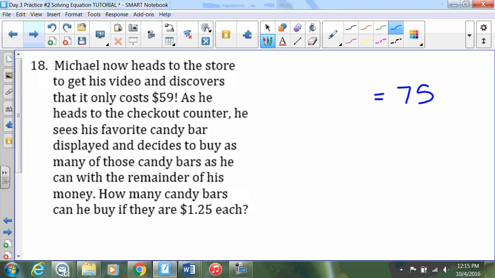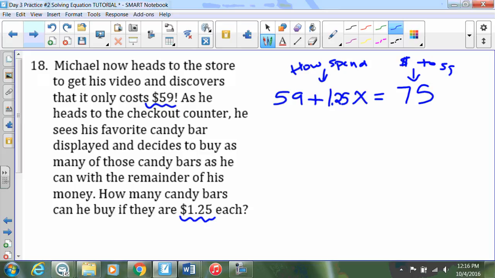We're going to put it on the left side. Well, we know he's going to buy his video game, so he's going to spend $59 for the video game, right? And he's going to see how many candy bars he can buy, and we know they're $1.25 each. Do we know how many he's going to buy? No, we don't. That's going to be our x. We don't know how many candy bars he's going to buy, but we know that each one of them costs $1.25. So let's see, money I'm going to spend, and money to spend.